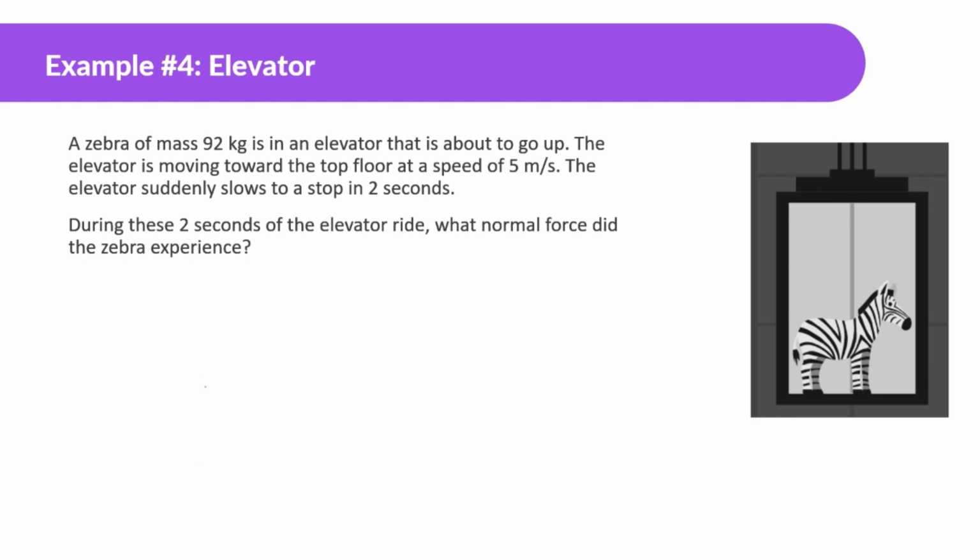Okay, so a few things going on here, kind of similar to the last problem. We got to figure out a few things. First, the elevator is going at a speed of 5 meters per second.